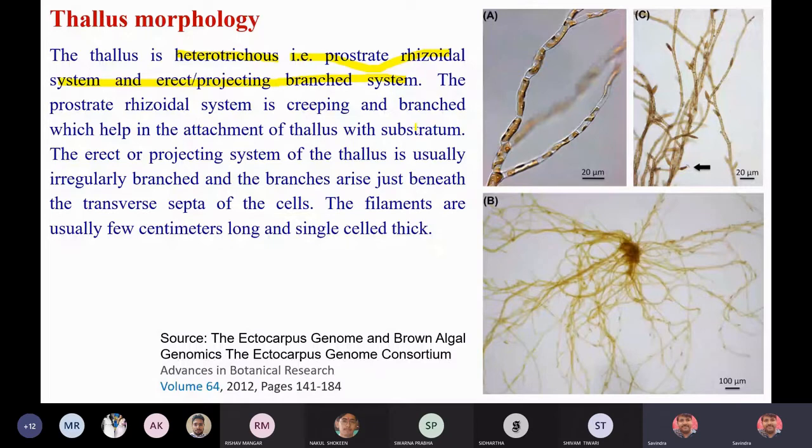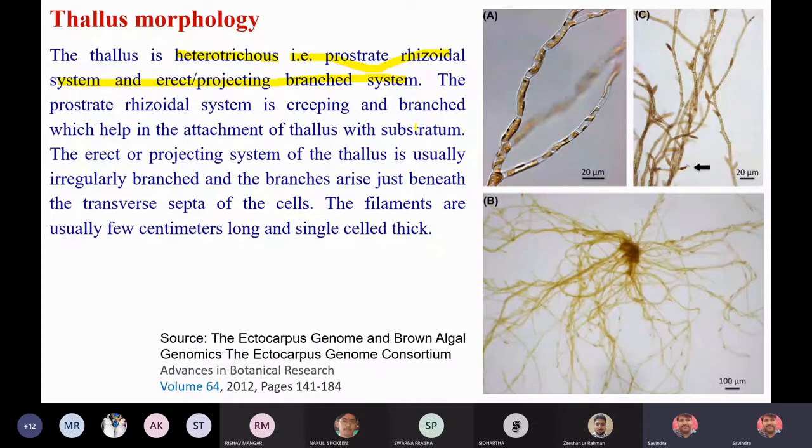बिल्कुल, ये this is the main difference. When the thallus of any organism is differentiated in two systems, one is prostrate and another is erect. The higher plants have a root system and a shoot system or stem system. Similarly, if algae have the entire thallus differentiated into two parts, the rhizoidal system and the erect projecting system, that condition is known as heterotrichous condition.